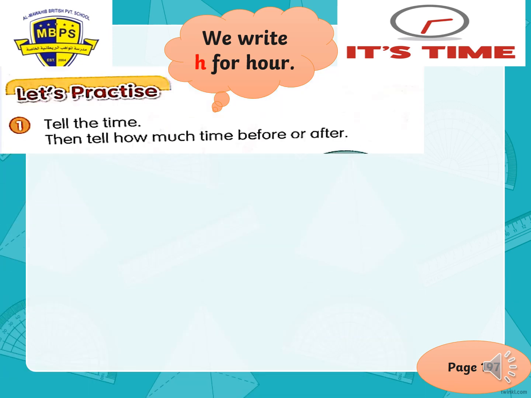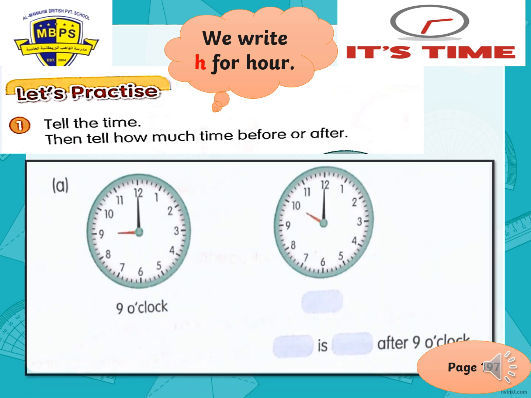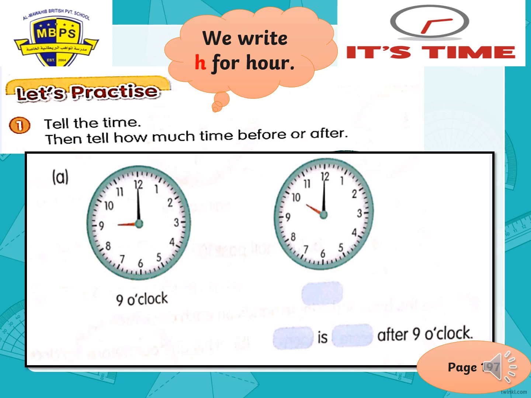Now let's read the question. Tell the time, then tell how much time before or after. We have two clocks here. The first one is already done. It shows 9 o'clock. And what about the second one? Who can tell me what time it is? If the hour hand points straight to number 10 and the minute hand points to 12, what time is it? Very good, it's 10 o'clock.